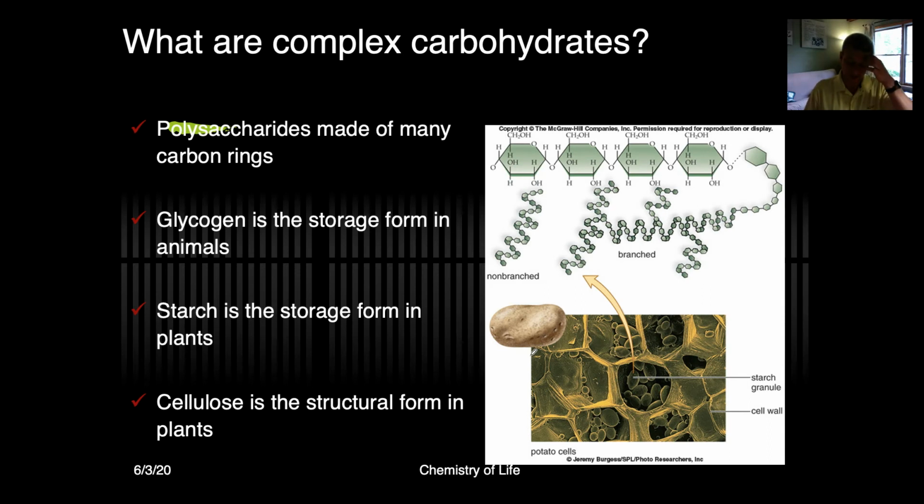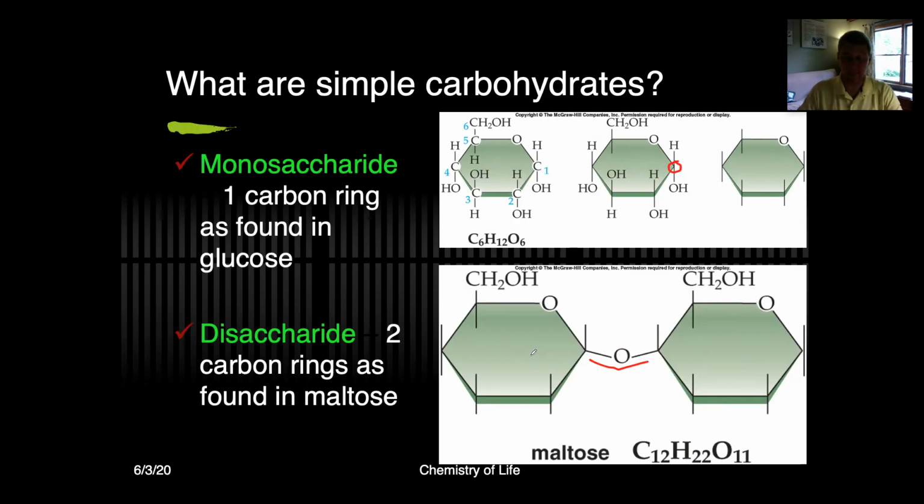Now, other examples of monosaccharides include fructose, all right, which is a fruit sugar. You may have heard the term high fructose corn syrup, all right? That fructose is the sugar that you typically find in fruit. Galactose, all right, which is the sugar that you find in milk, is also a simple monosaccharide sugar.